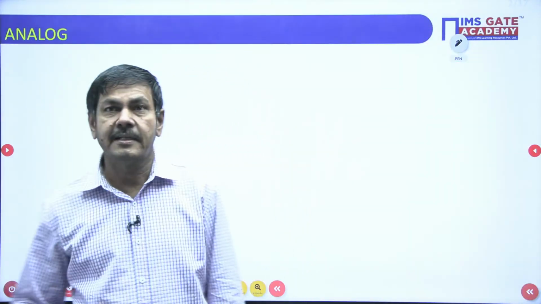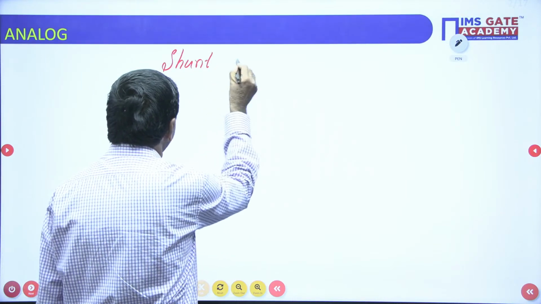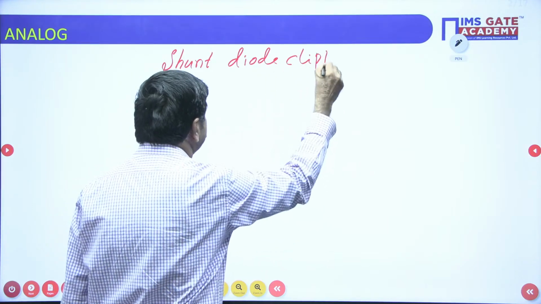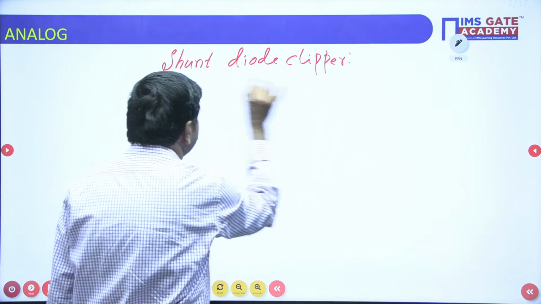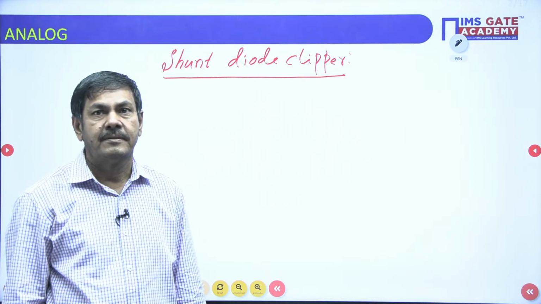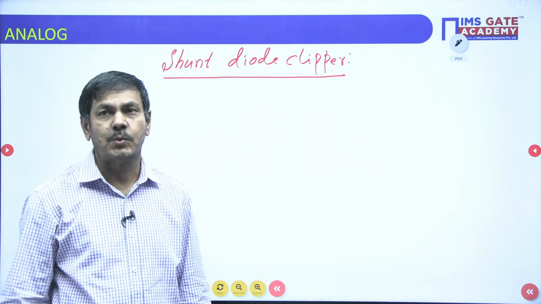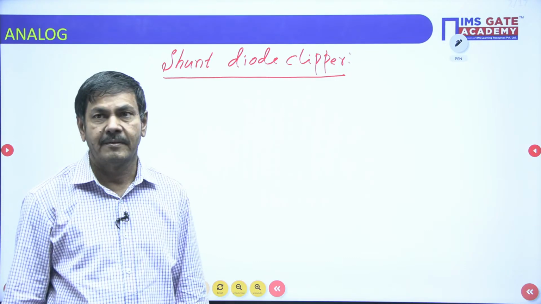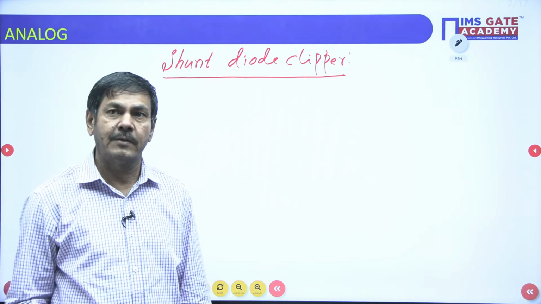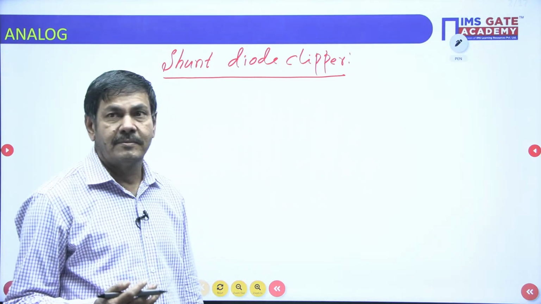Now we can take the shunt diode clipper. Clipper or clipping circuits, both are the same. We can say the given circuit is a shunt diode clipper if the diode is connected parallel to the load or parallel to the source. If the diode is connected in series, I said it is a series diode clipper. Here we are going to connect it in parallel. So I wish to select the diode in the ideal case.